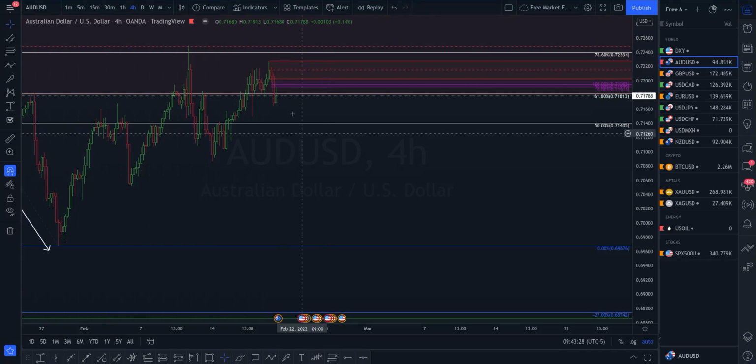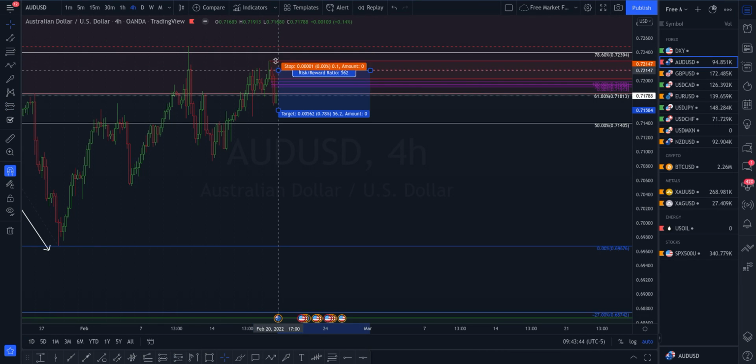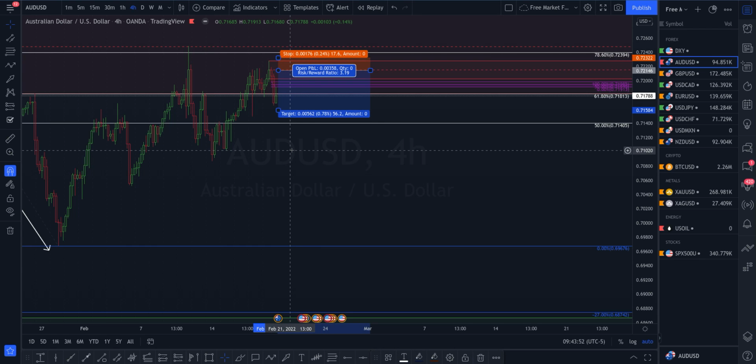Okay. Yeah, it would be great to see it tap into the 50% and push down. There's my short position tool. Let's see, and maybe just above this high right here. Okay, guys, make sure you're accounting for spread. Now let's see if we can find reason to go down.